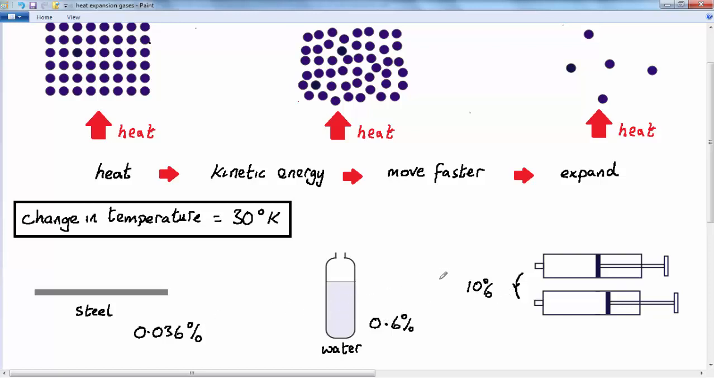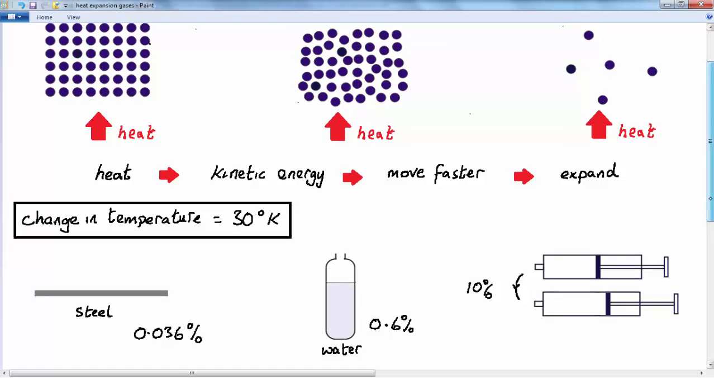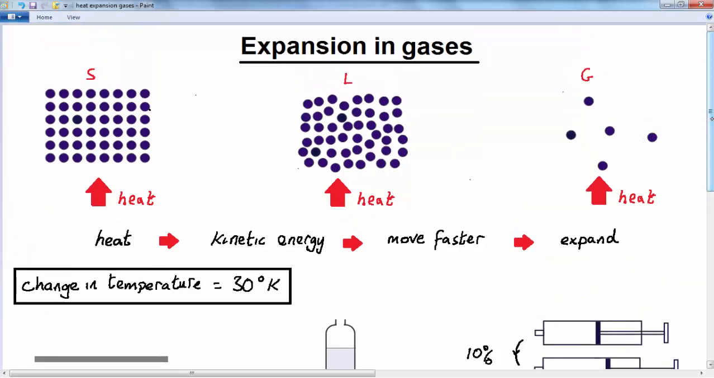Now, how do we explain this? To do that, we've got to go back to the particle model, and I just want to do a kind of rough qualitative explanation. We don't need to get into too much detail here, but it's important to understand the differences between the three. So what actually makes a solid, liquid, or gas expand? Well, it's the increase in the kinetic energy given to the particles. This is what makes them move faster, and this is what makes them expand.